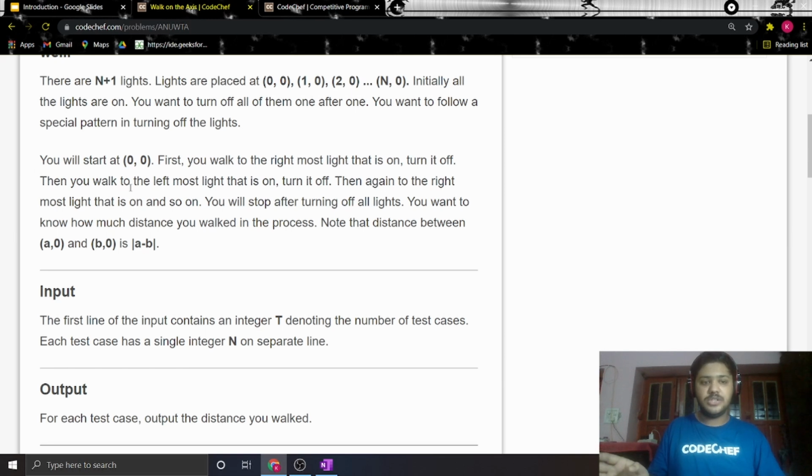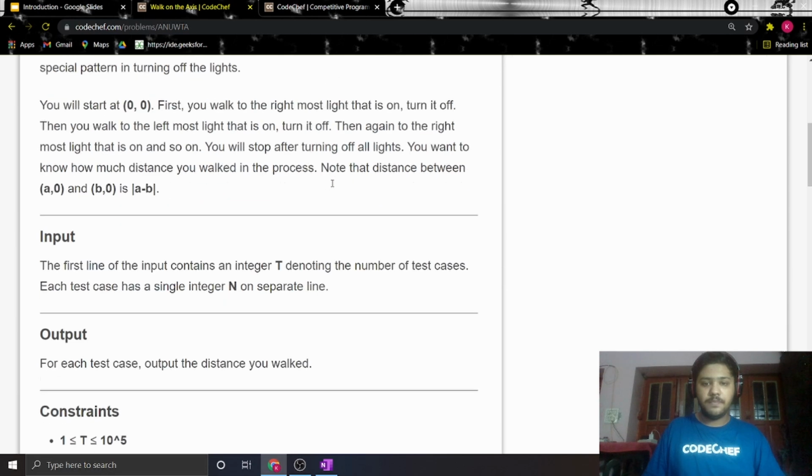Which is the leftmost light? It is (0, 0), which is the origin, and then we turn it off. Then again we go to the rightmost light that is on, and then again to the leftmost light that is on. We stop after turning off all the lights.